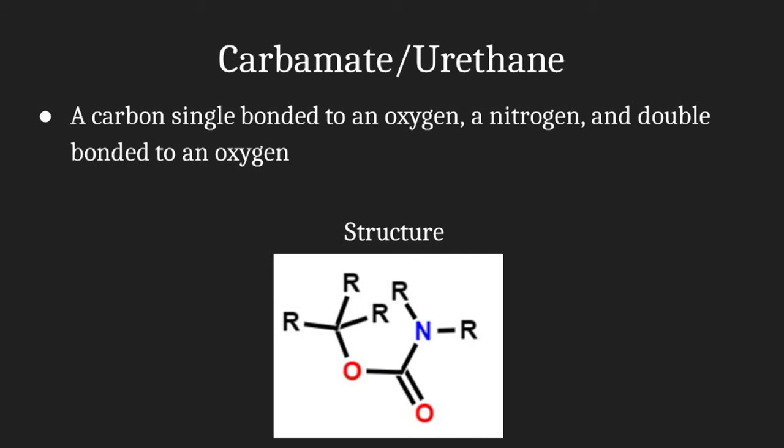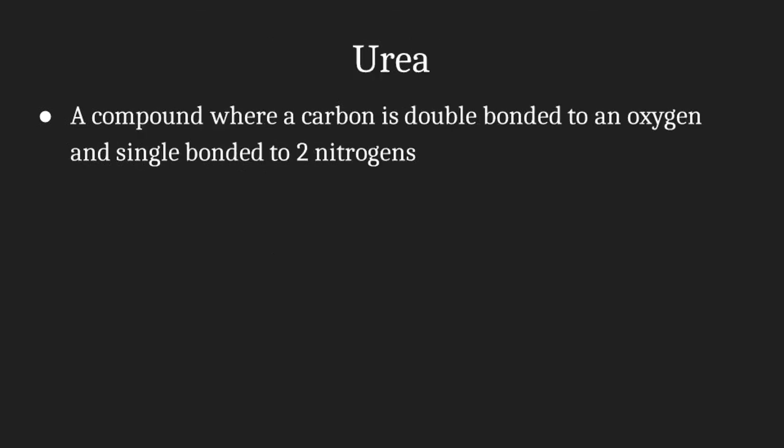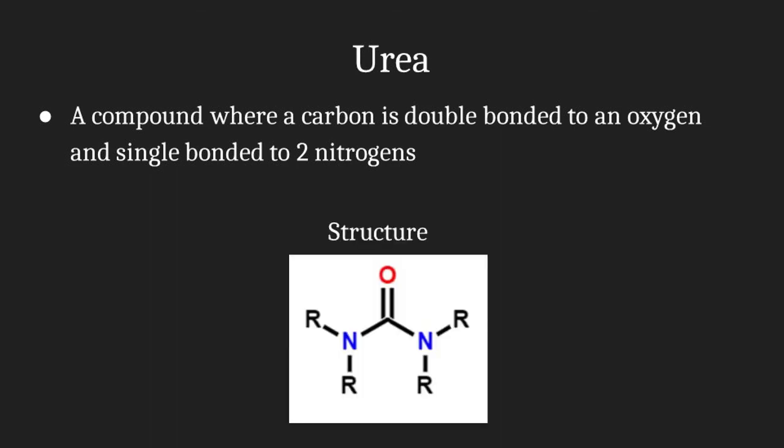And the final type we're going to discuss in this whole video is a urea. This is where a carbon is double bonded to an oxygen and then also connected to a nitrogen on each side as shown below. Each of those nitrogens is attached to two R groups.